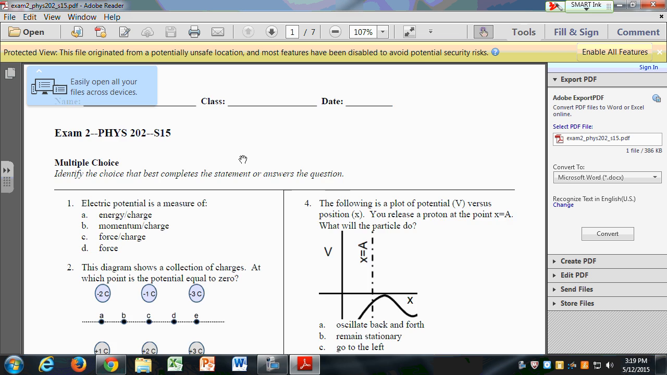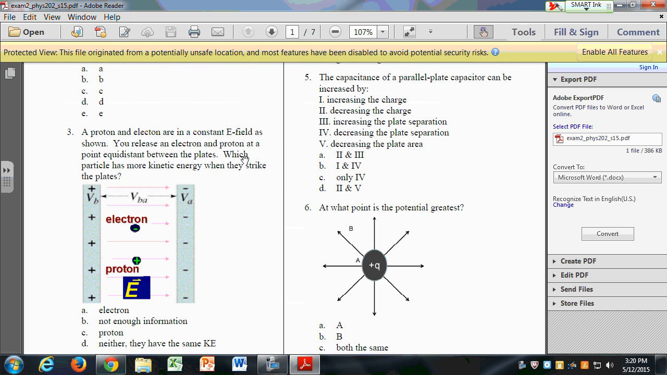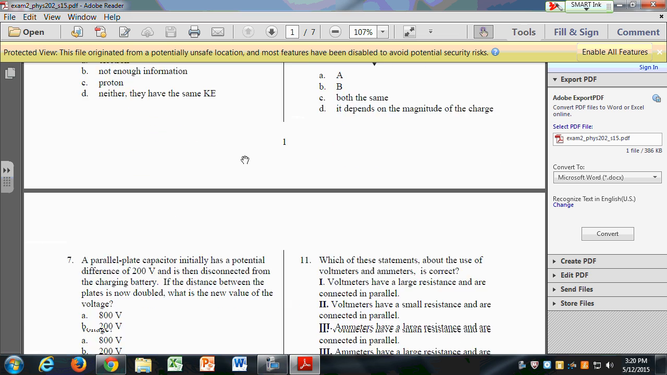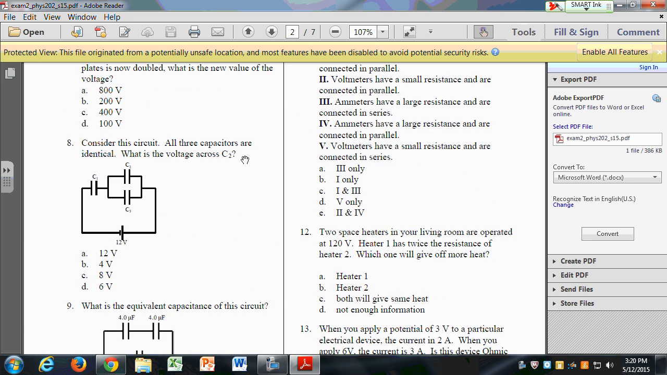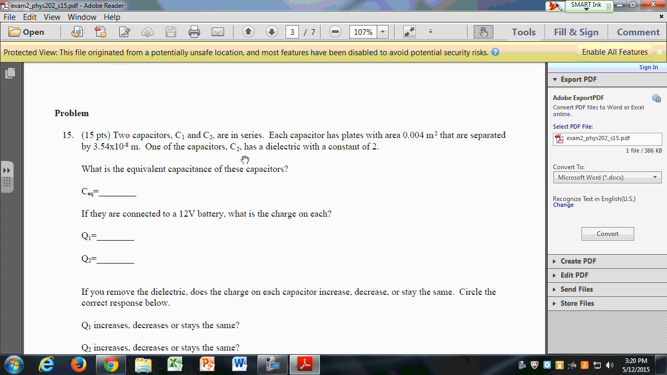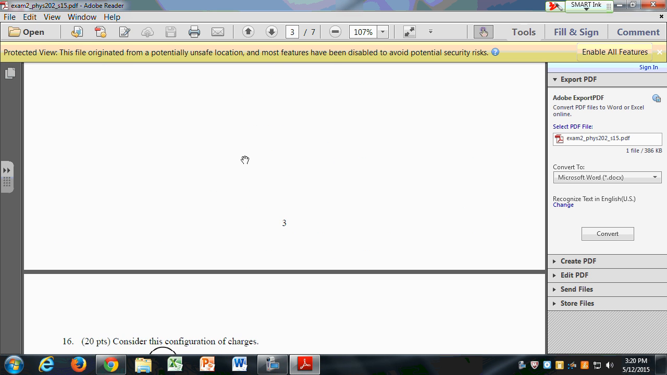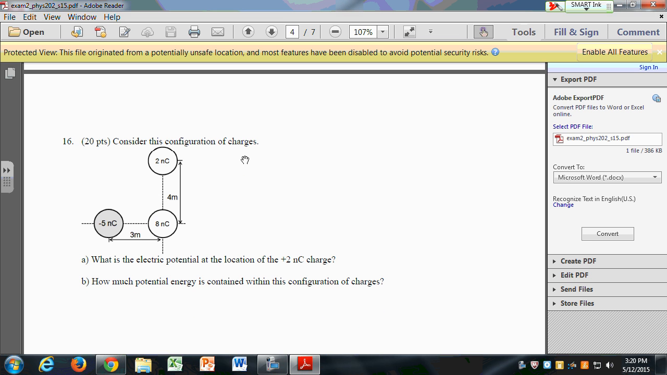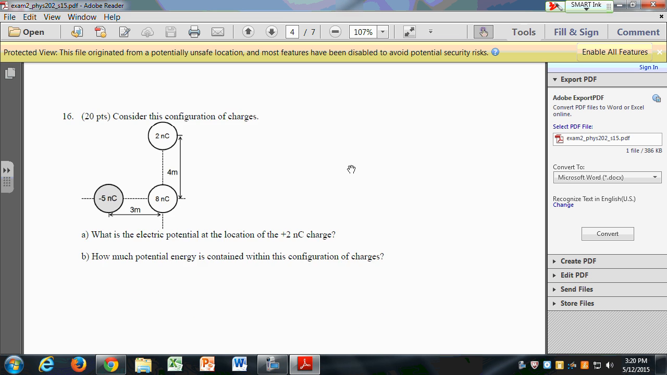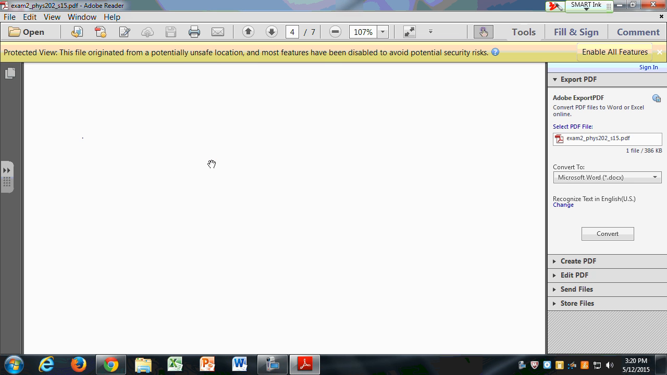All right. Let's see. Looks like this was potential and capacitors, I think, we had on this. You will have a capacitor circuit. You have to deal with capacitors. You have several multiple choice questions about capacitance. Pretty sure you had to find the potential of a collection of charges. Don't remember if I had a potential energy or not.